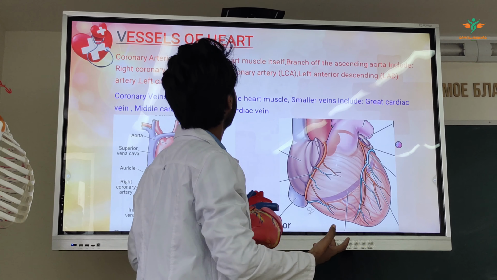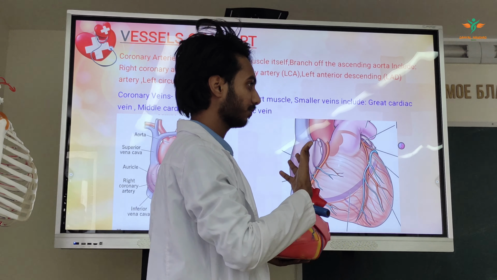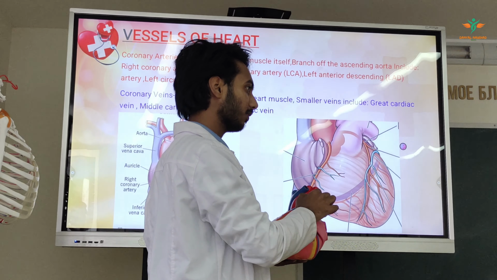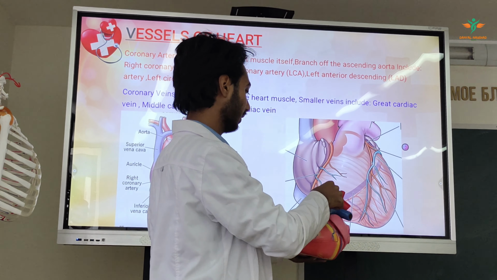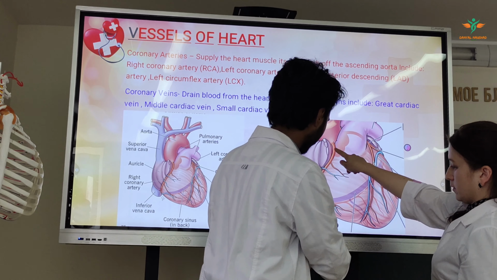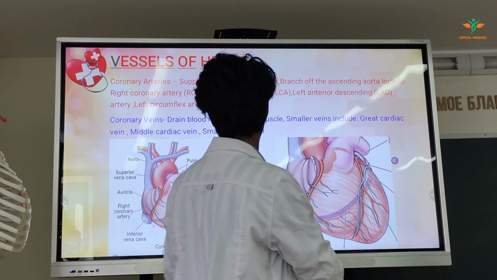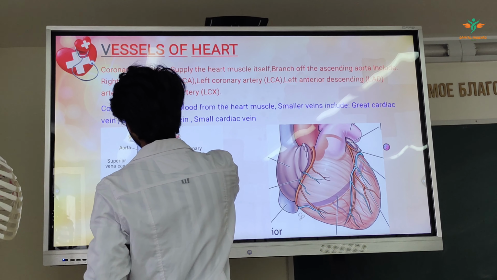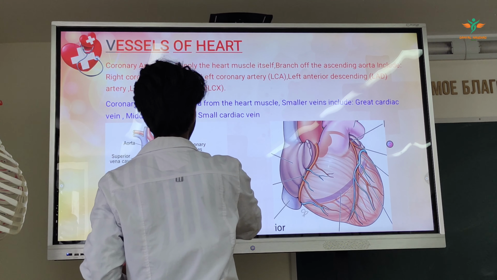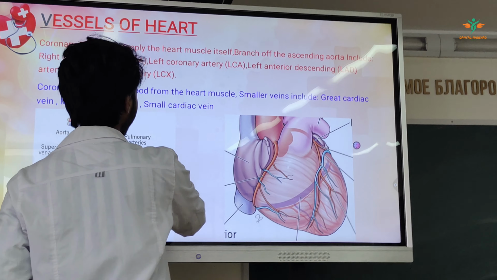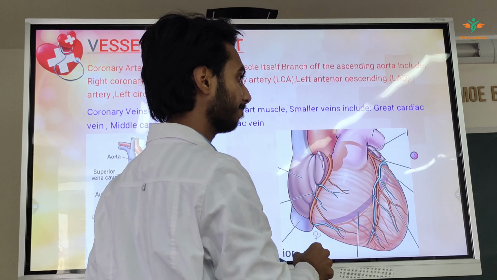It supplies the muscle and is a branch of the ascending aorta. There are two coronary arteries, and there is the left anterior descending artery. The great cardiac vein is the coronary vein.